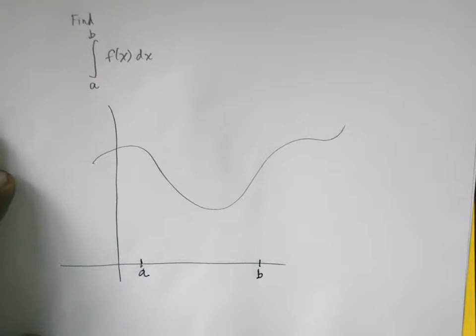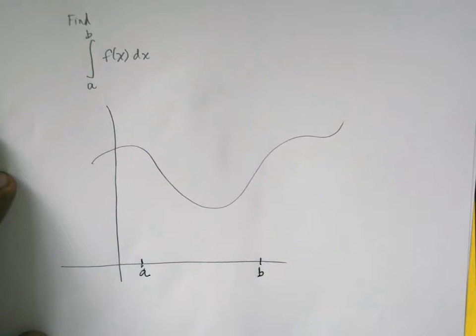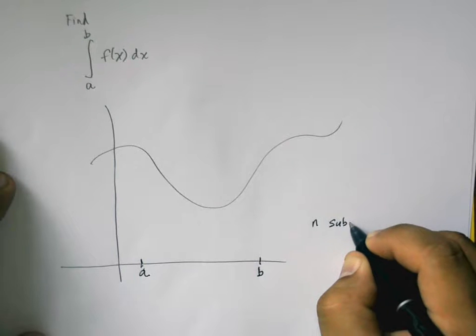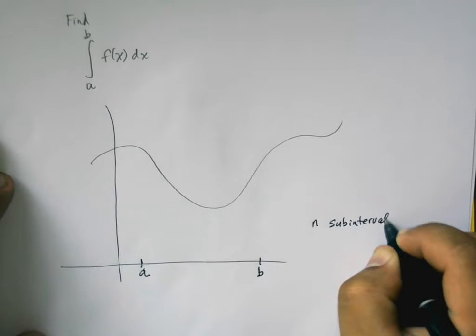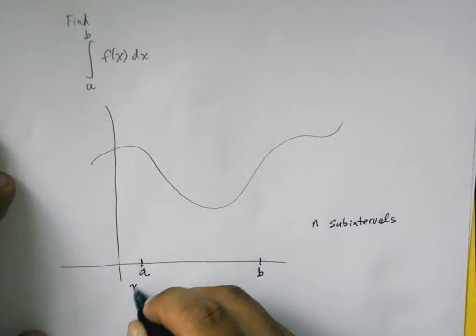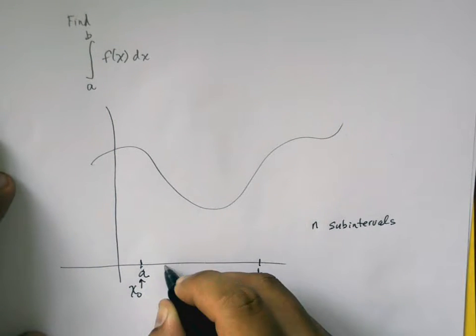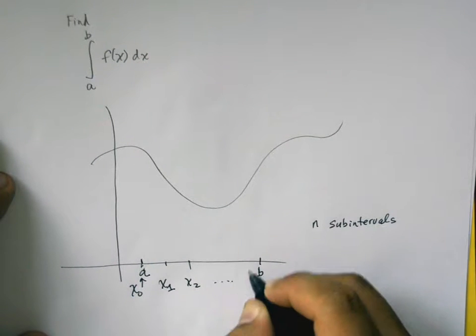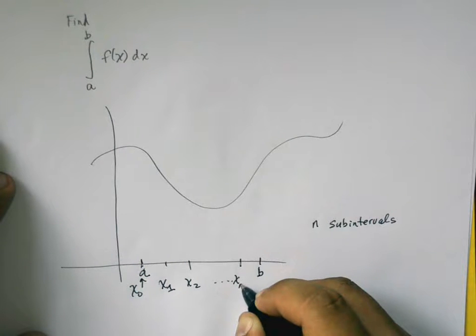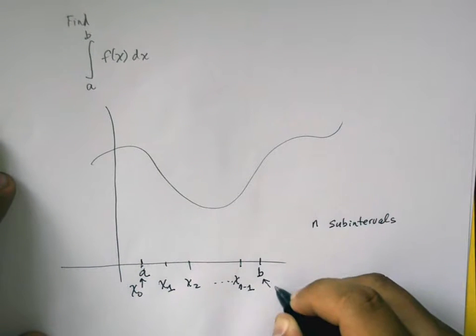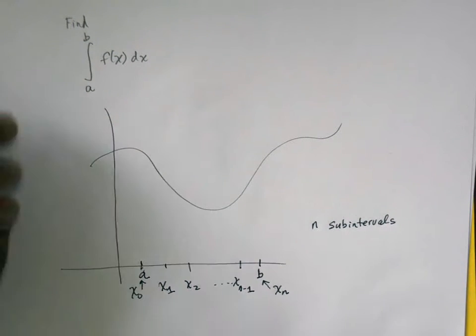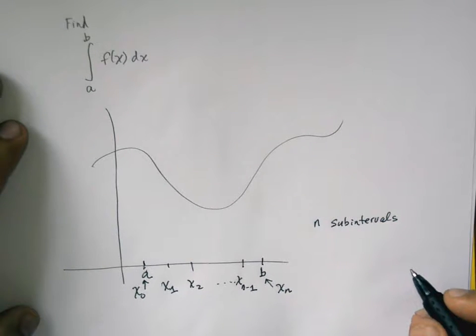Just like we did before, we're going to dice this up into a bunch of subintervals. We're going to break this up into n subintervals. And x sub 0 is going to be the same thing as A. x sub 1 is going to be just to the right of that, x sub 2, dot, dot, dot. The second to last one is going to be x sub n minus 1, and then the very last one is going to be x sub n.